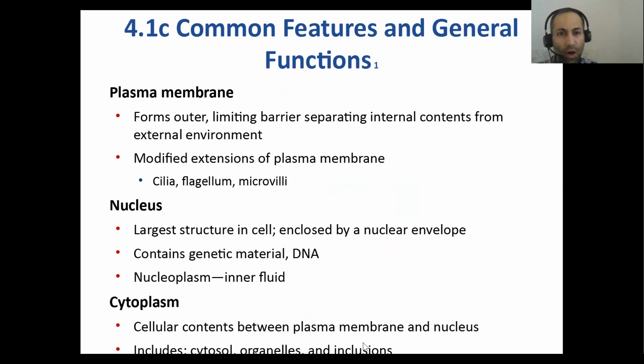So common features to all eukaryotic cells. Remember, organisms are either eukaryotic or prokaryotic, the difference being eukaryotic cells do have a well-defined nucleus and membrane-bound organelles. Prokaryotes or prokaryotic organisms do not have a well-defined nucleus, okay?